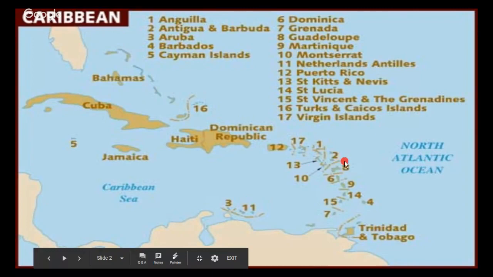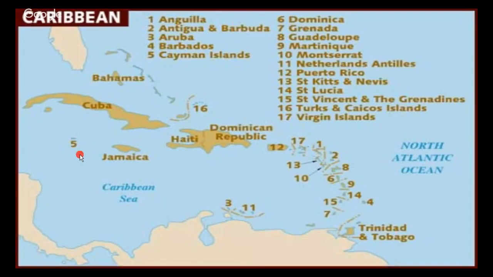All right, good. So this is something that we need to remember. What about 5? Cayman Islands. All right. 16? Turks and Caicos Islands. All right, good. 17? Virgin Islands. All right. So we have this, and we need to pay special attention to it.